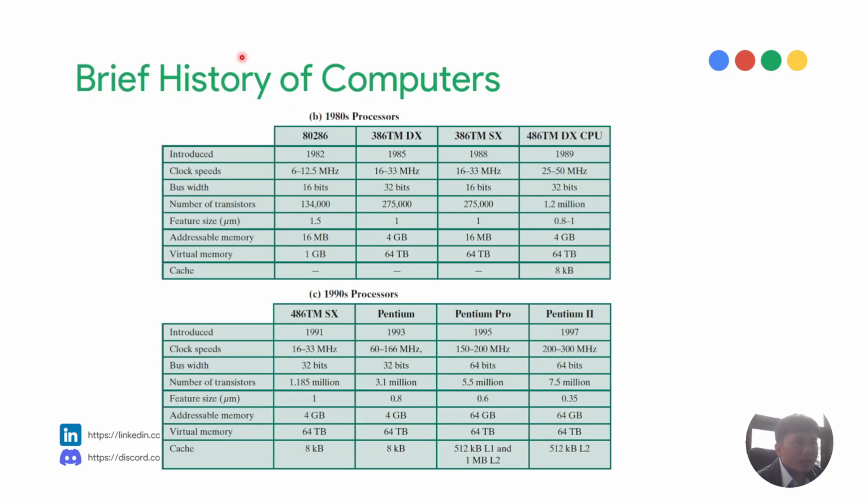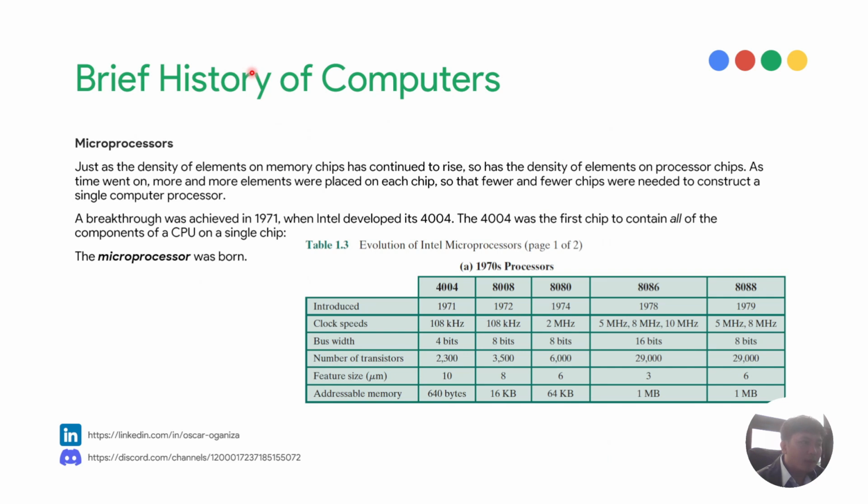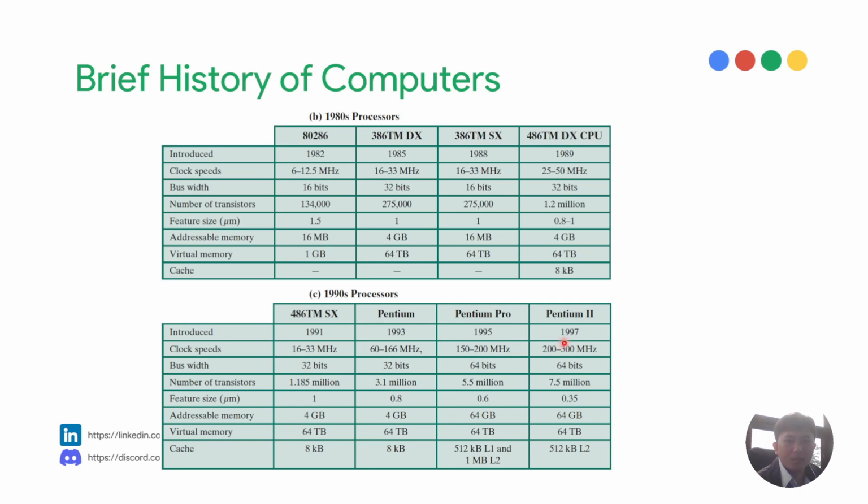Yan. So that's how processors are being developed through the years. From 1970 na 100 kilohertz lang until 1990 na 300 megahertz. So ngayon 2020s nasa gigahertz na tayo.